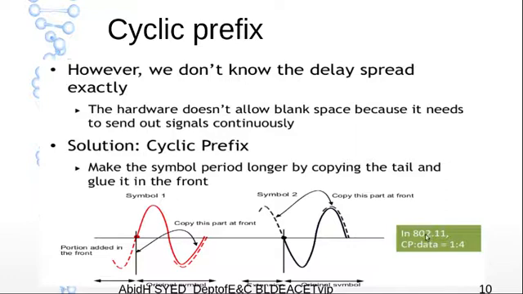So in case of 802.11 wireless communication, the ratio of cyclic prefix versus data is 1:4. That means for 4 parts of data we are adding 1 part of cyclic prefix.